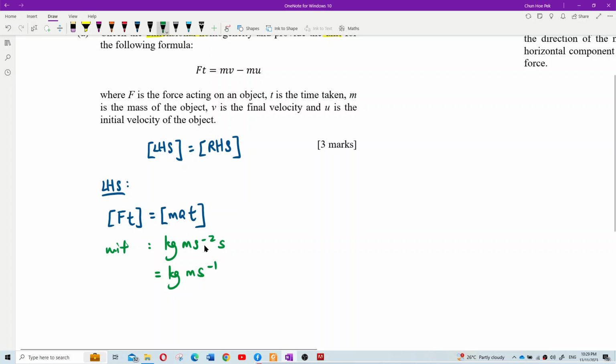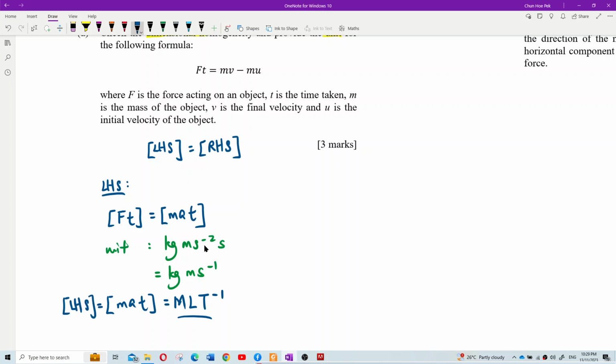And then so you can find the dimension already. So the dimension will be equal to: kilogram is m, mass, and then meter is length, second is time. Okay, that's the dimension of the left hand side. That's the dimension of the left hand side.